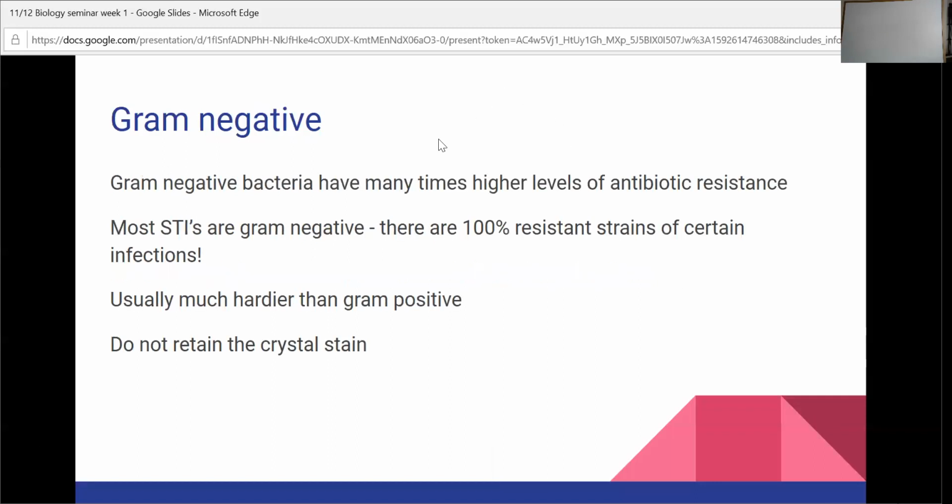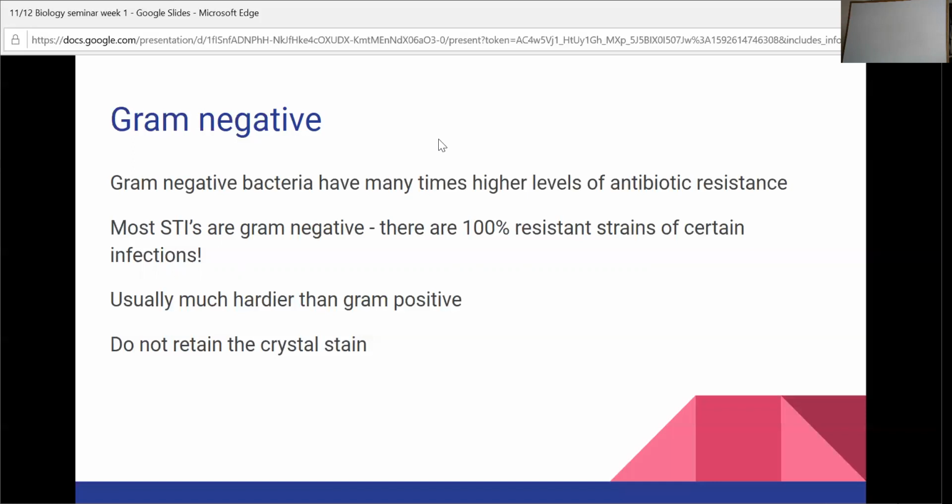So gram-negative bacteria have many times higher levels of antibiotic resistance than gram-positive do. So STIs, there are STIs out there now that they cannot cure. So as you get older, just keep that in mind. 100% resistant, we cannot treat it.